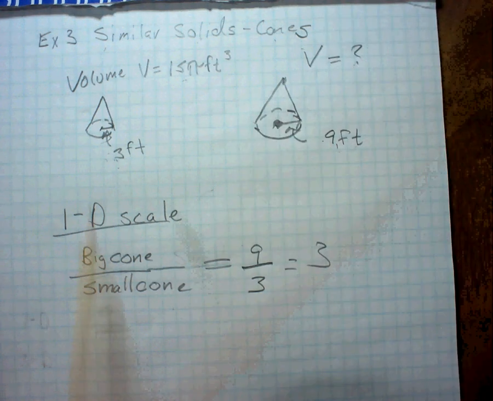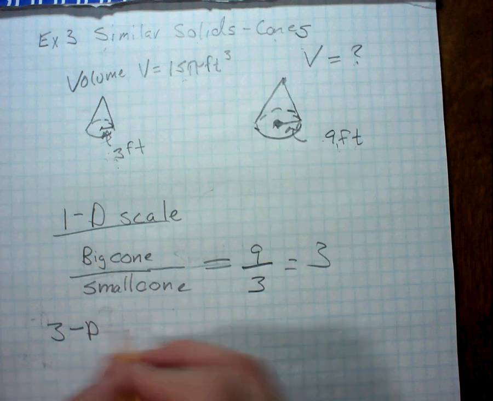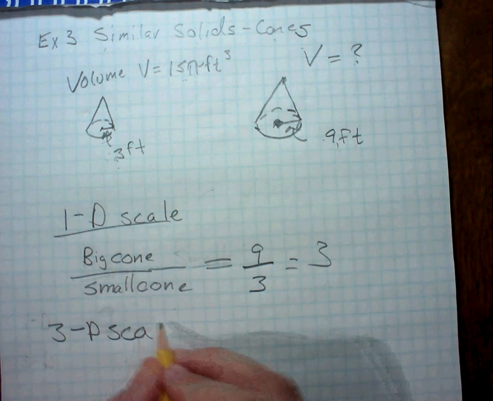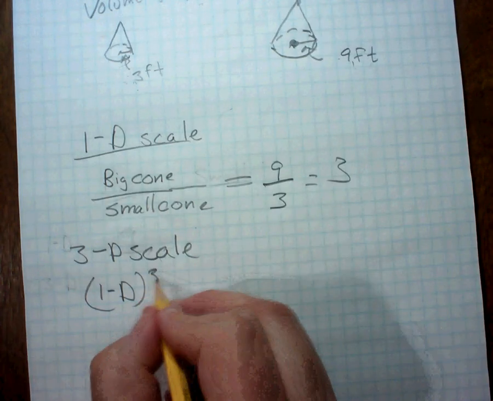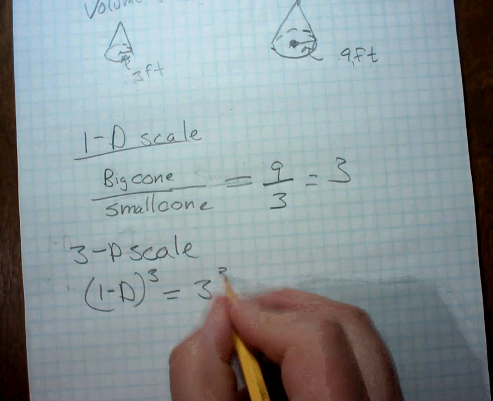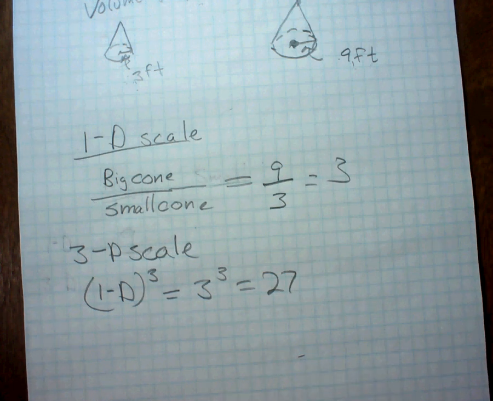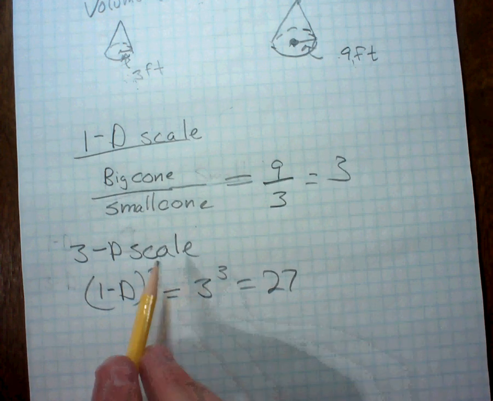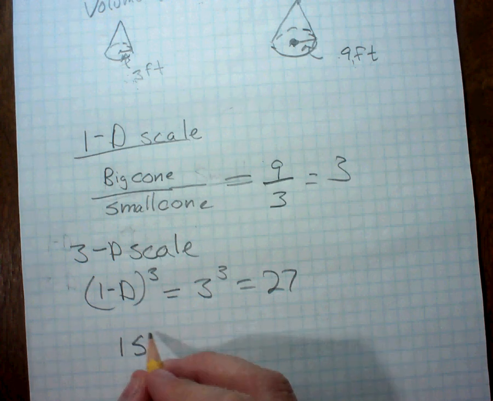However, we're dealing with a three-dimensional solid figure, so to get the 3D scale factor, I'm just going to take the 1D scale factor and cube it. Okay, so that would be 3 cubed, which is 27. So now to find the volume for the second cone, I need to take the volume of the small cone, which is 15 pi, and then I need to multiply that by 27.